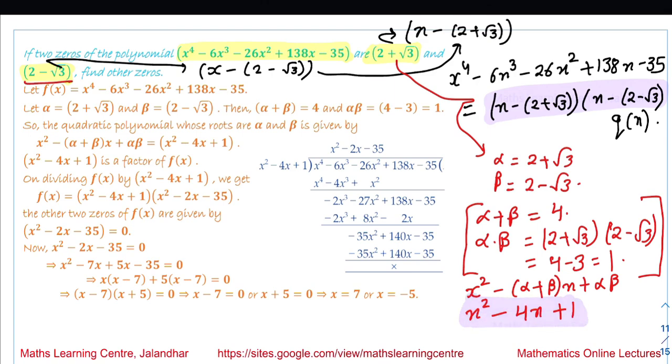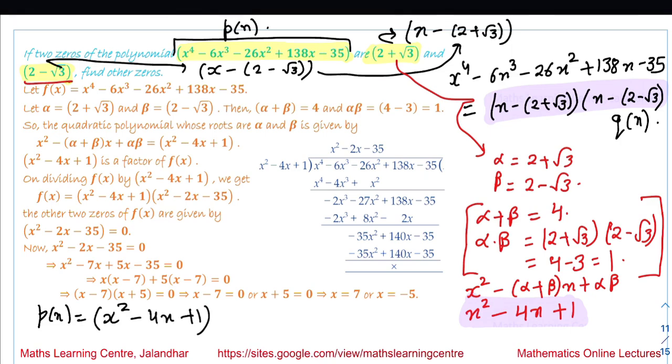So what we have now is that this polynomial, say p(x), is equal to x square minus 4x plus 1 into the polynomial q(x). This is the q(x) polynomial we are talking about.